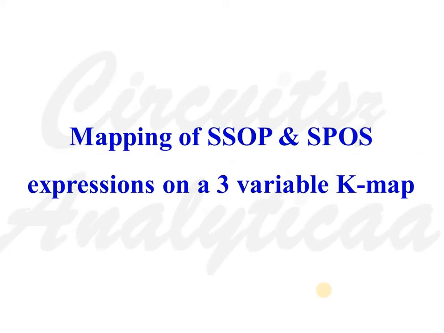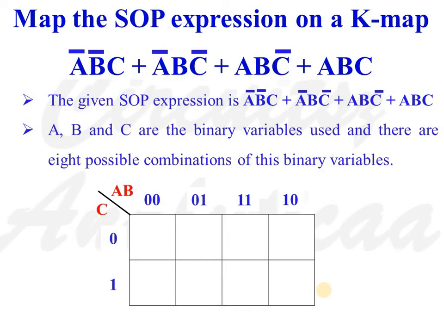In this tutorial, we will be discussing the mapping of standard sum of product and standard product of sum expressions on a three-variable K-map. Map the SOP expression on a K-map: A bar B bar C plus A bar B C bar plus A B C bar plus A B C.